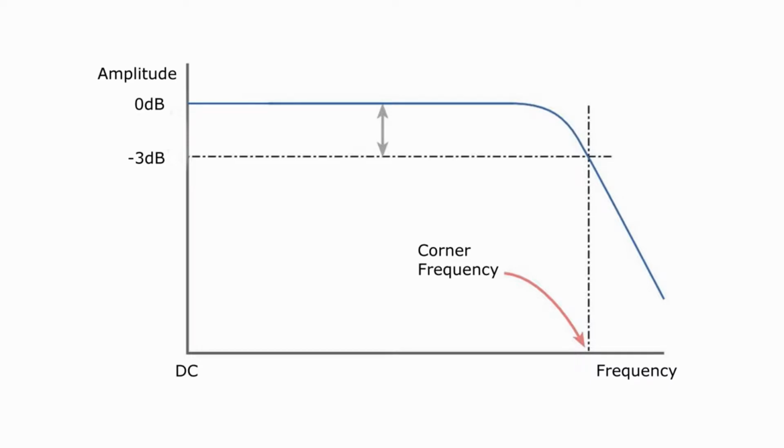Here is a graph of a typical low-pass filter frequency response. The y-axis is the amplitude measured in decibels. A decibel is the inverse logarithmic representation of output to input voltage. The x-axis is frequency from 0 Hz, or DC, to the maximum bandwidth of the filter. The corner frequency is defined as the -3 dB attenuation of the input signal. The -3 dB corner frequency marks the end of the filter's passband. It also marks the start of the filter's attenuation band.